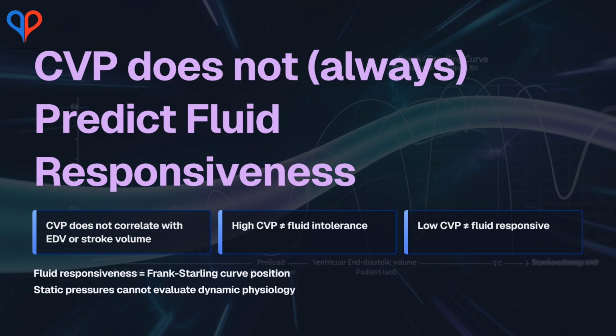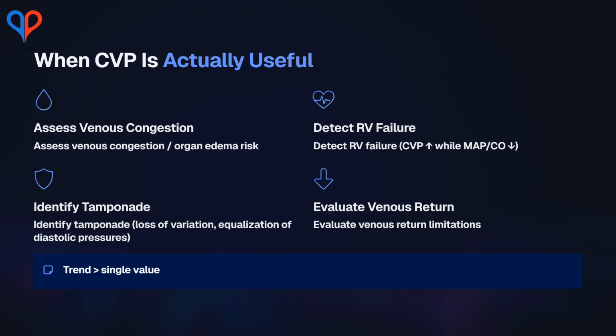A high CVP does not guarantee fluid intolerance, and a low CVP does not guarantee fluid responsiveness. Instead, fluid responsiveness depends entirely on where the patient lies on the Frank-Starling curve. Static pressures simply cannot assess dynamic preload responsiveness, making CVP unsuitable for guiding fluid resuscitation. When used correctly, CVP becomes a powerful tool for diagnosing venous congestion and right-sided pathophysiology.